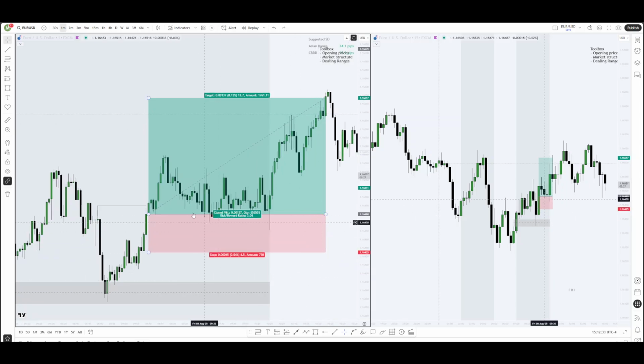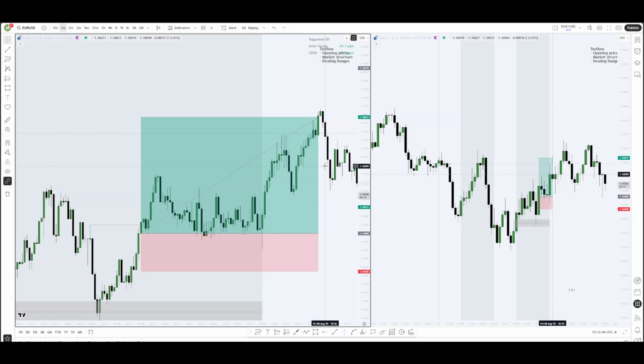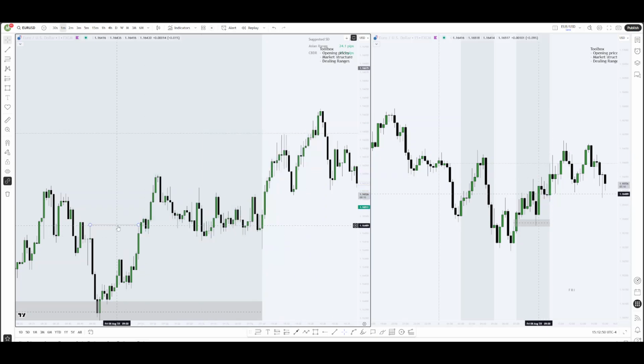As you can see, price, at the end of New York, consolidated, and right at 10 o'clock, price just started displacing higher and taking out those equal highs. So that's where I stopped trading.